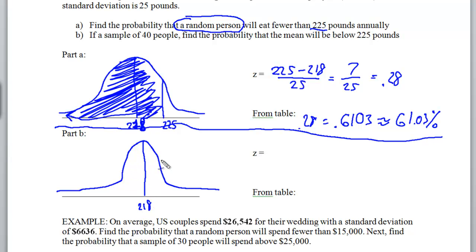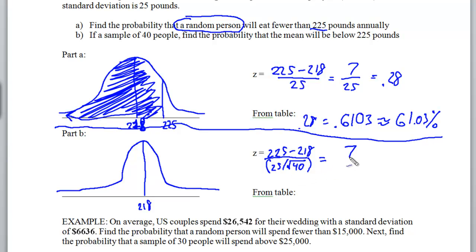But our group size is so much smaller, so our standard deviation is so much smaller. So in our group of 40 people, our numerator still looks the same, 225 minus 218, compared to our normal z-score formula. But our denominator, instead of dividing by 25, we're going to divide by 25 divided by the square root of our sample group, the square root of 40.